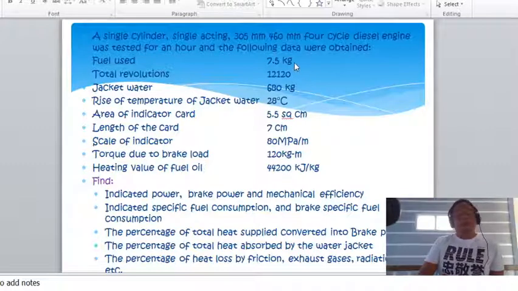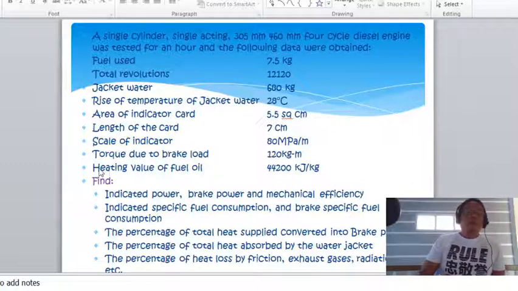So, find the indicated power, brake power, and mechanical efficiency. Next is indicated specific fuel consumption or indicated fuel rate. Another term for this is indicated fuel economy. They are all the same. Other is brake specific fuel consumption or brake fuel rate or brake fuel economy.